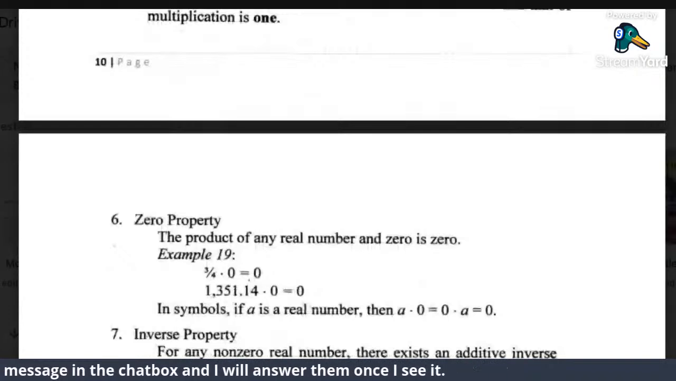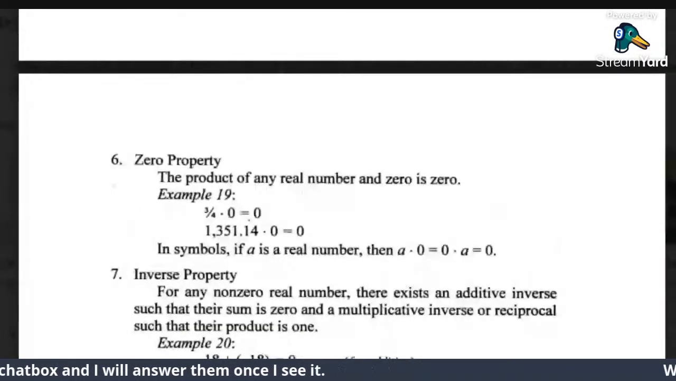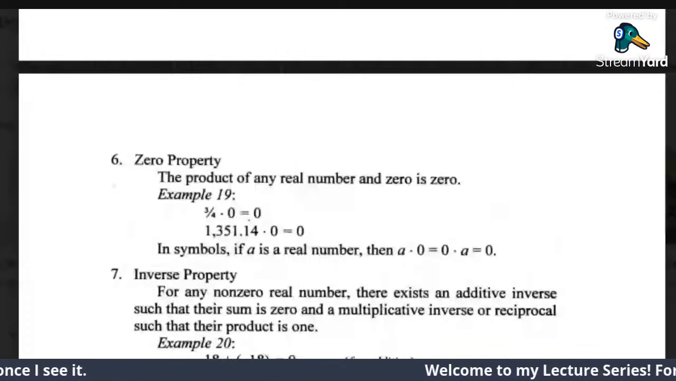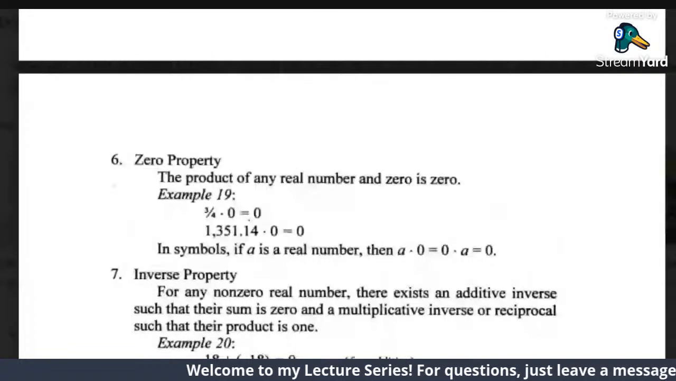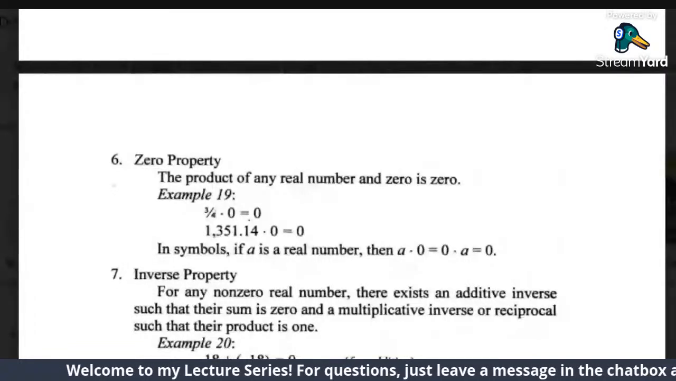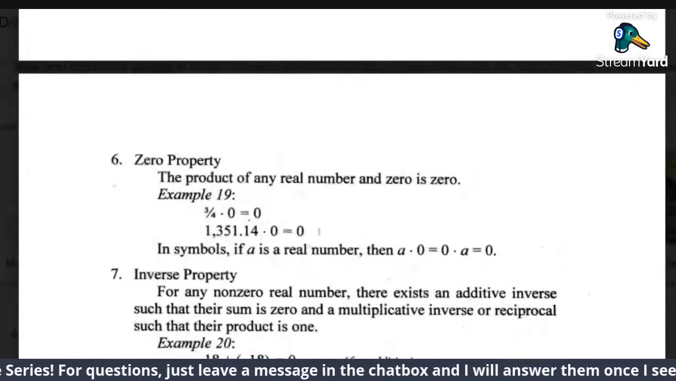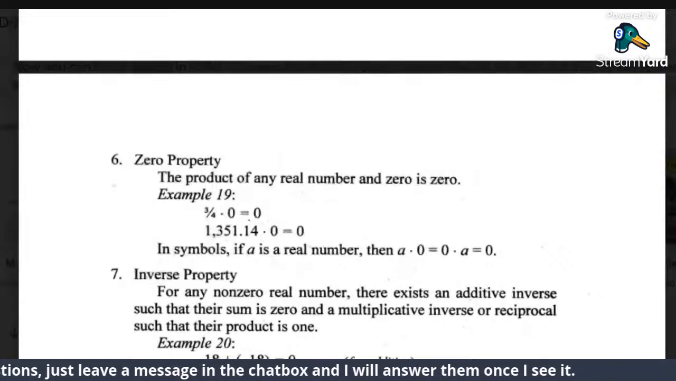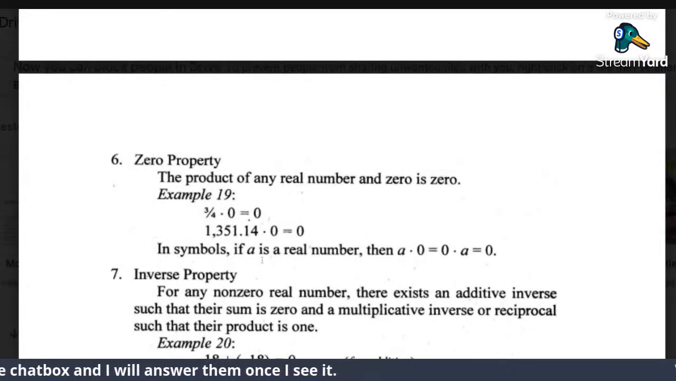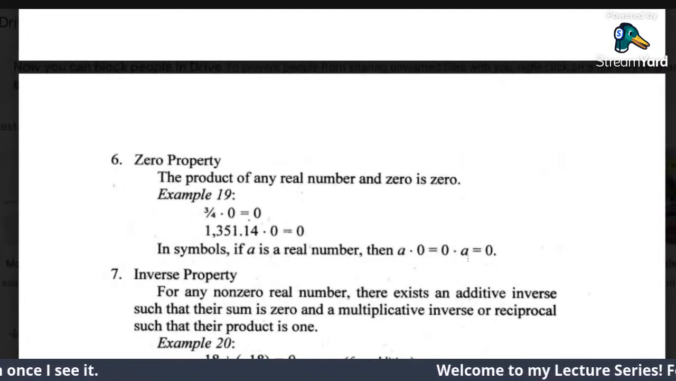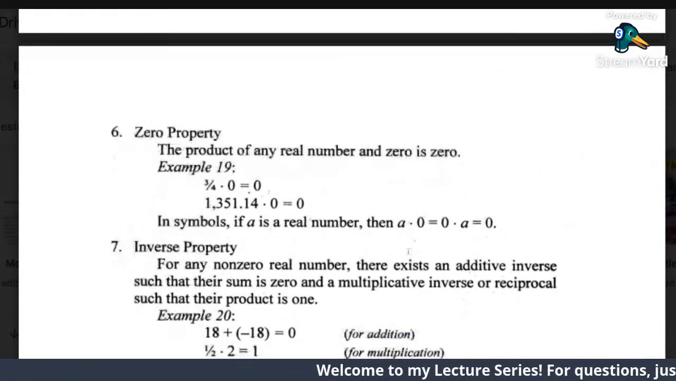And we also have the zero property. The product of any real number and 0 is 0. Any real number, when multiplied with 0, is 0. So 3/4 times 0 is equal to 0. 1351.14 times 0 is equal to 0. Square root of 2 times 0 is 0. Okay, so that's the zero property. In symbols, if A is a real number, then A times 0 is equal to 0 times A, which is equal to 0.